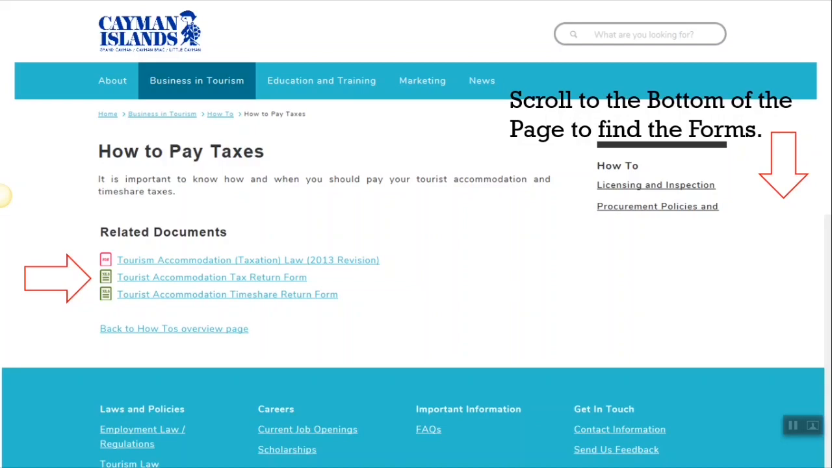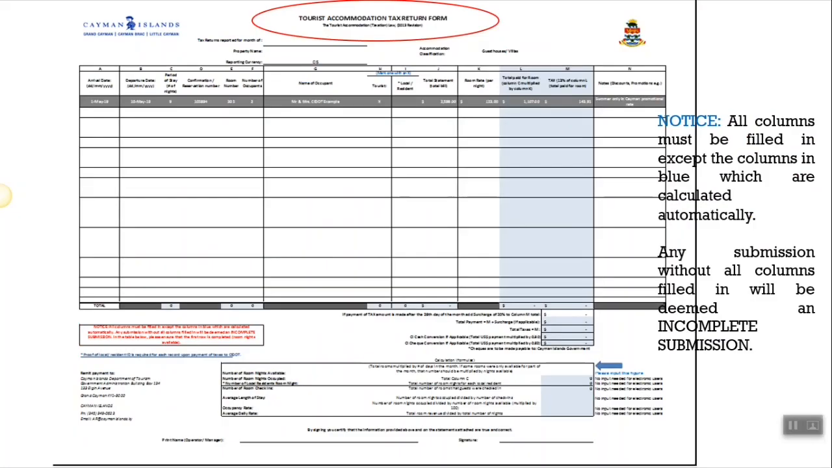Return Form. Once you have accessed these forms, to begin, ensure that the name of the property and period of payment are noted at the top of the form. Also, be sure to note your reporting currency. This form must be completed in its entirety.